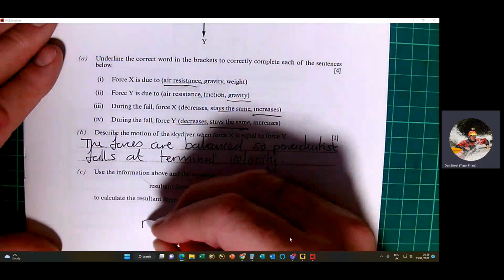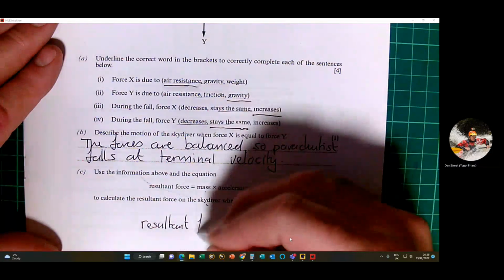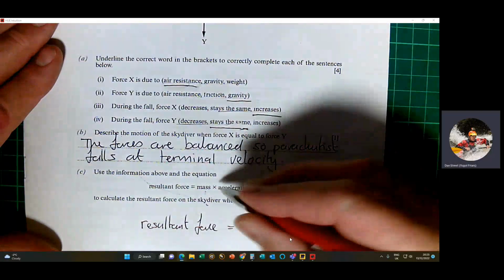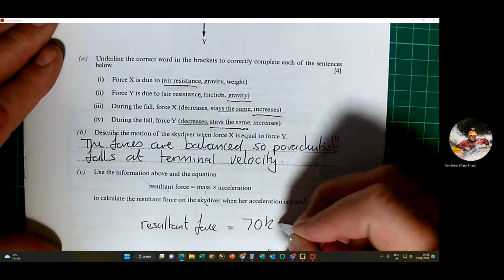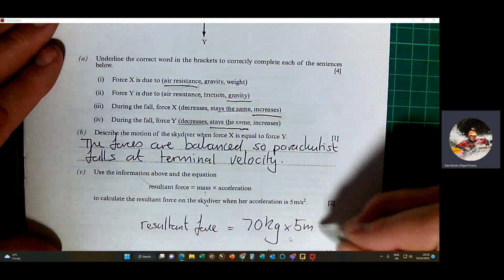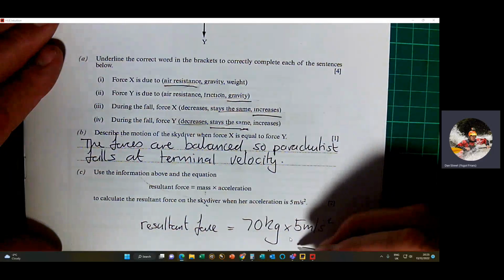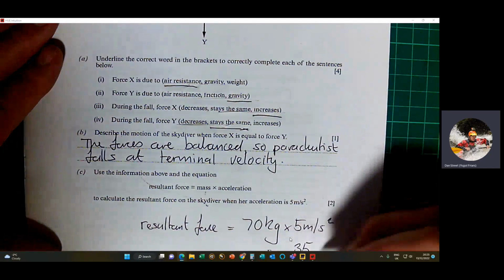Okay, so the resultant force is equal to 70 kilograms multiplied by 5 meters per second squared, which gives us a force of 350 newtons.